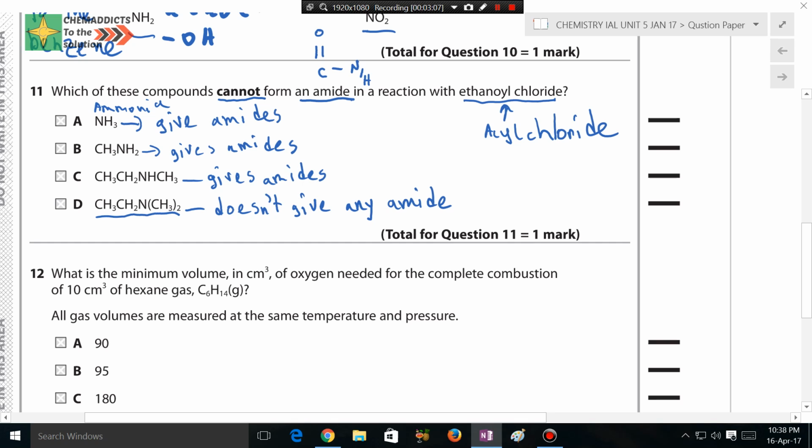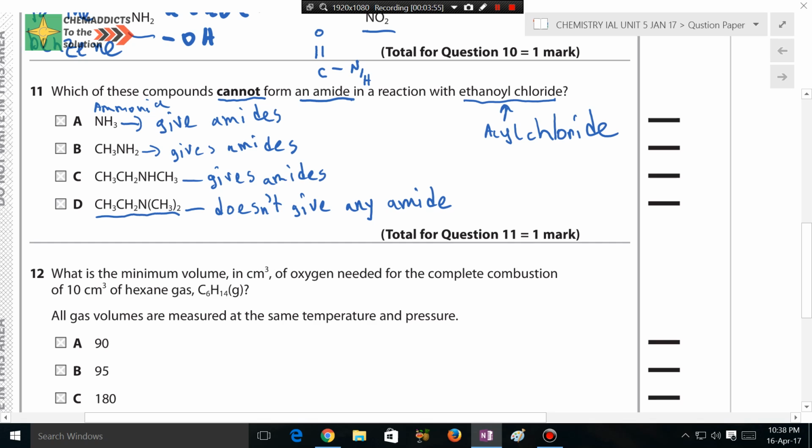Why? Let's see. In here we have this nitrogen attached to 3 hydrogens. This particular hydrogen will react with acyl chloride to give amide. So we get amides by eliminating hydrogen from the ammonia. That is why ammonia gives amide. Since it has 3 hydrogens, it can give off 1 hydrogen while reacting with acyl chloride.